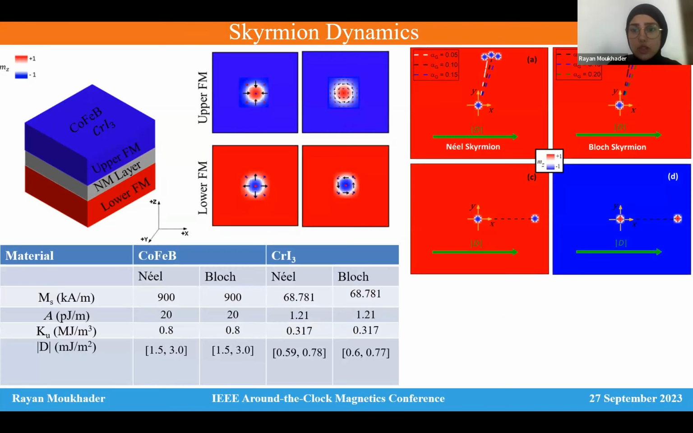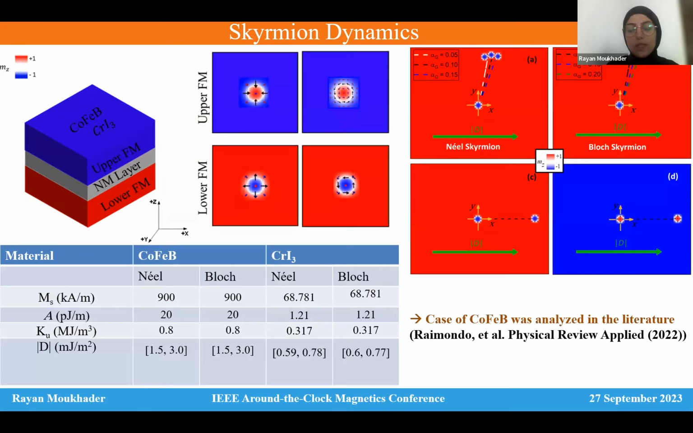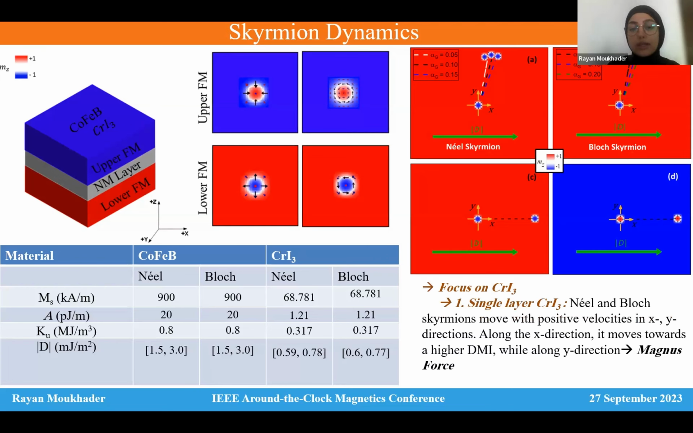Okay, so first, since the COFAB material or the dynamics were already studied or analyzed in the literature, we will show the results just for chromium triiodide. We're considering only a single layer. We see that the Bloch and Néel skyrmion will move along the positive X and Y directions, where along X the skyrmion is moving along the DMI direction, and along Y this motion is due to the Magnus force. And we see that with increased damping, we will end up with a higher velocity component.